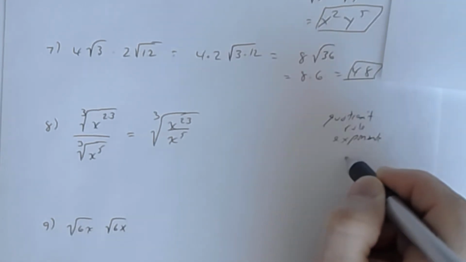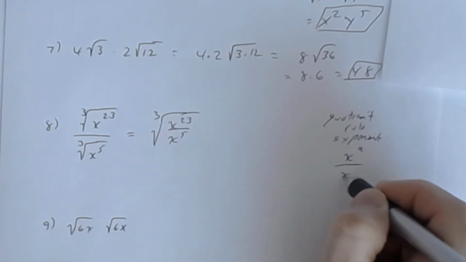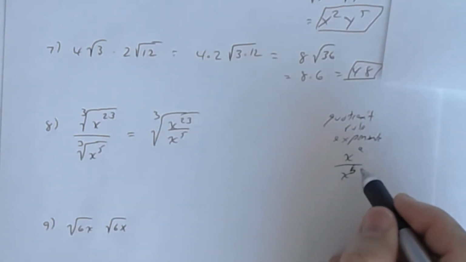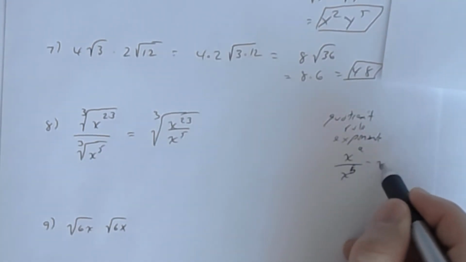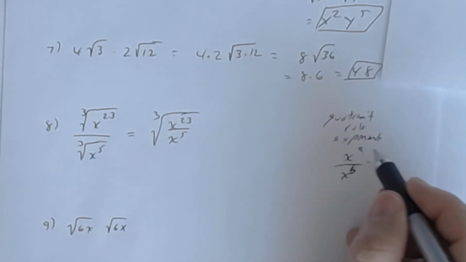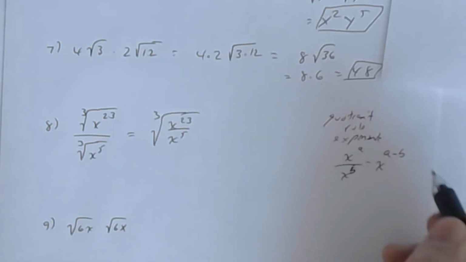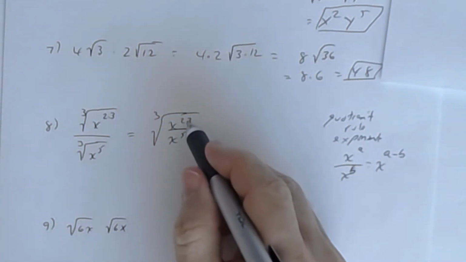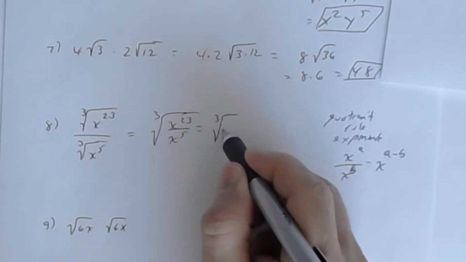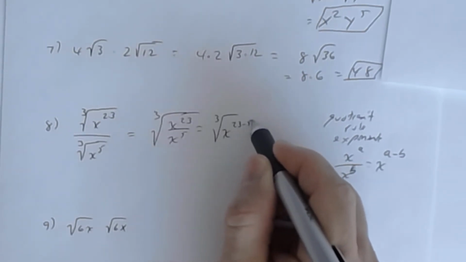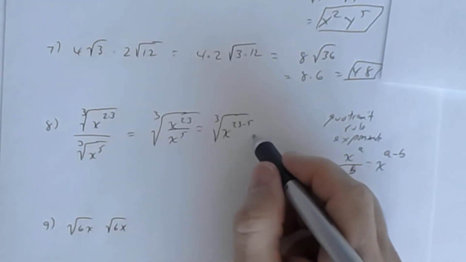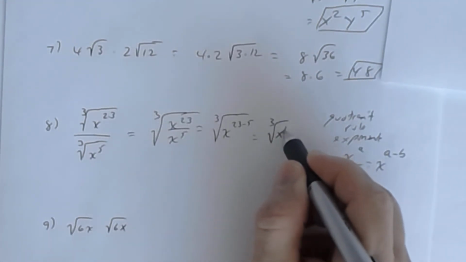Remember, it said this: if you have x to the a divided by x to the b, when you divide like bases, you subtract exponents. So that becomes x to the, and the way you subtract, remember subtraction matters. You've got to take the exponent of the numerator first, a subtract b. And so this becomes 23 minus 5. So this becomes the cube root of x to the 23rd minus 5. 23 minus 5 is 18. So it becomes the cube root of x to the 18th.